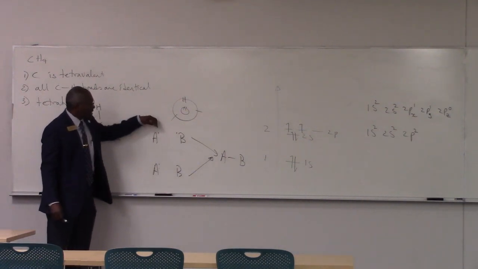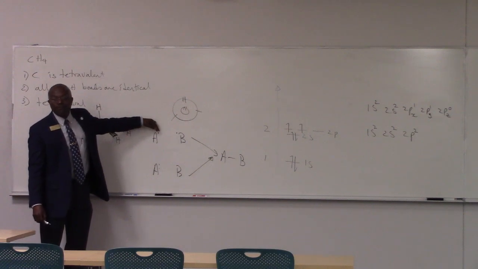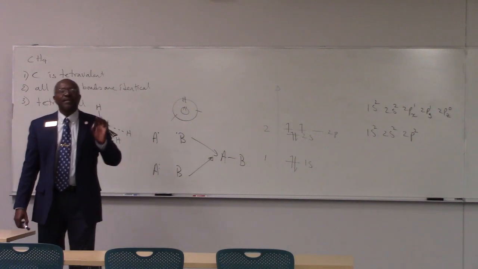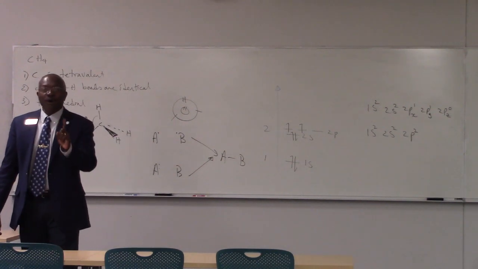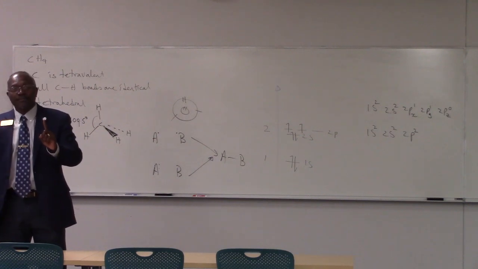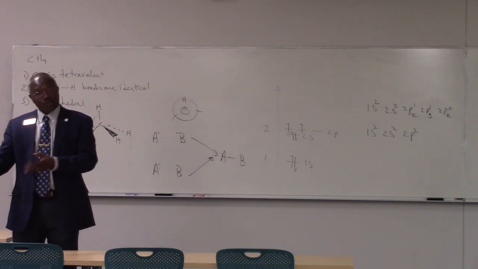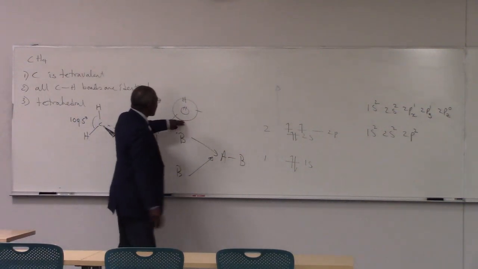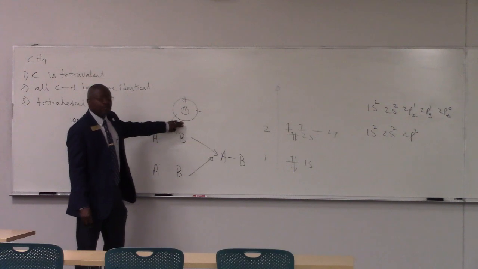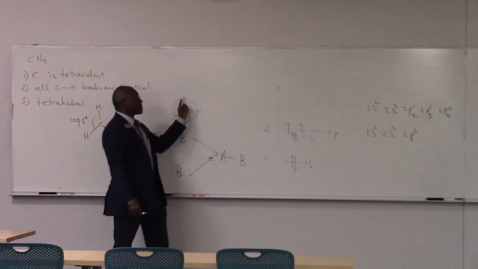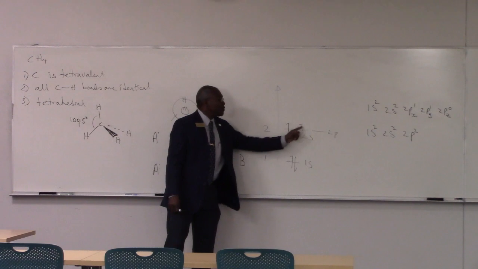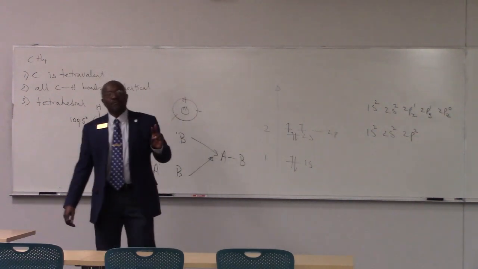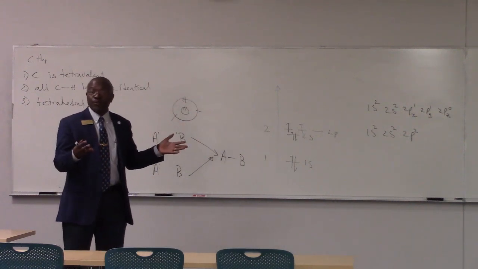So what this tells me is that the number of bonds I form is related to the number of unpaired electrons that I have. If I have one unpaired electron, I can form one bond. Two unpaired electrons, I can form two bonds. And so on and so on. If I look at the electronic configuration of carbon, I've got a pair of electrons, and then I have two unpaired electrons. Carbon should be divalent. I've got two unpaired electrons, I can form two bonds.